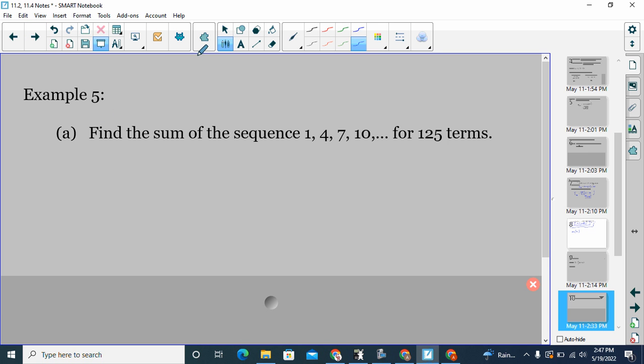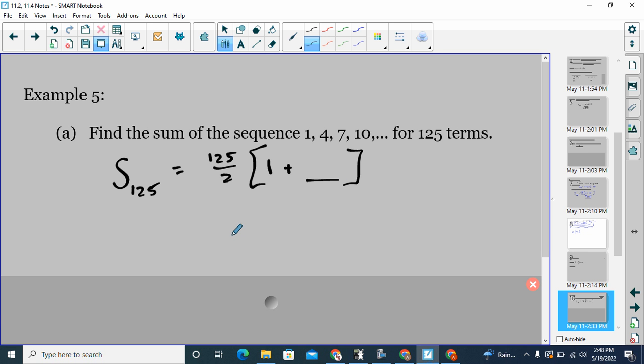Last example, part A asks us to find the sum of 1, 4, 7, 10 for 125 terms. First of all, we can only use these formulas that we've been looking at if I have an arithmetic sequence. You always need to verify that first: plus 3, plus 3, plus 3. If it's not arithmetic, the formulas that we just looked at today do not work. So in this case, I want the sum of the first 125 terms. The sum formula is n over 2 times the sum of the first term and the last term.